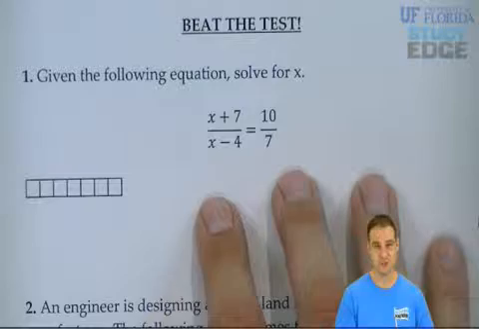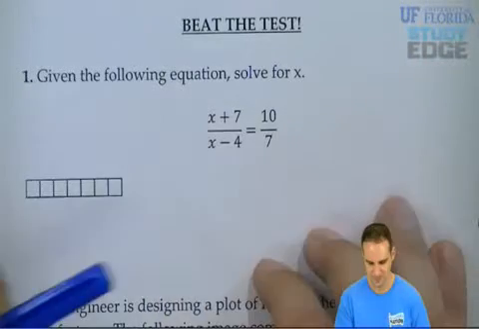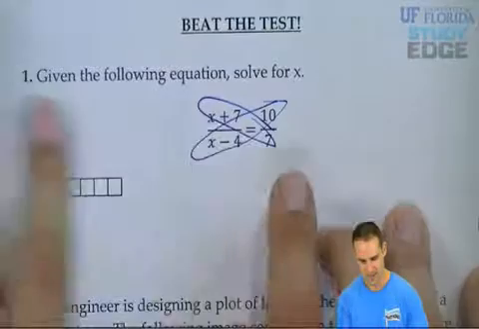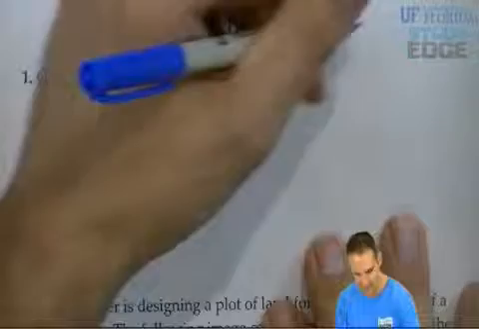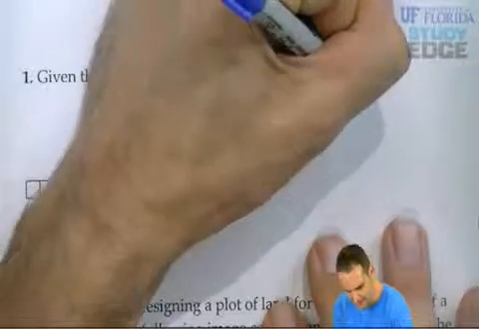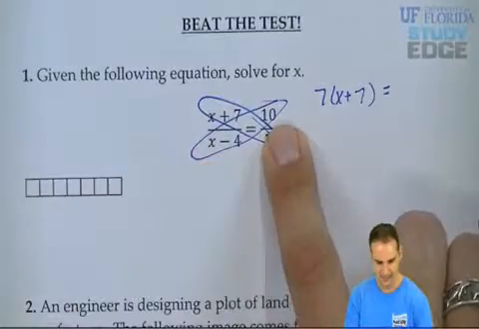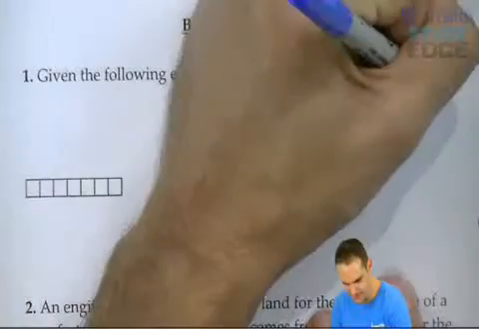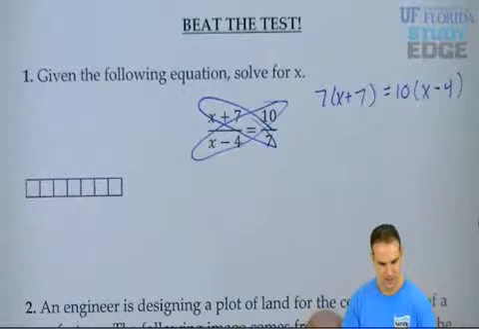Given the following equation, solve for x. Let's beat that test. I have a fraction equal to another fraction. I'm going to solve by cross multiplying. 7 times x plus 7 equals 10 times x minus 4.